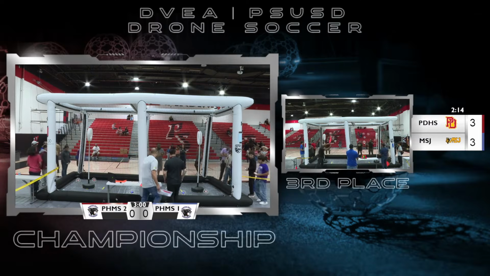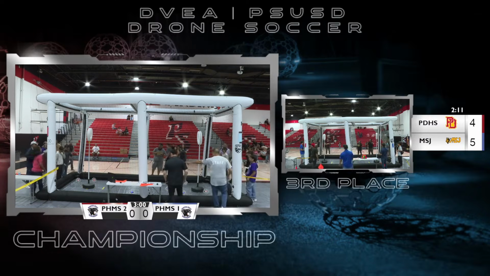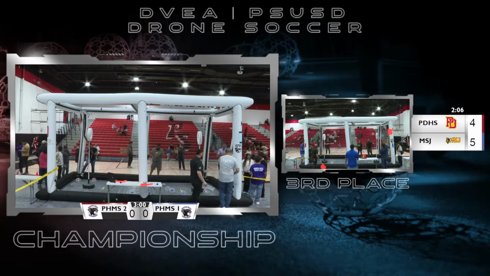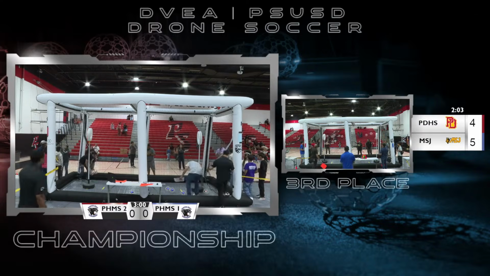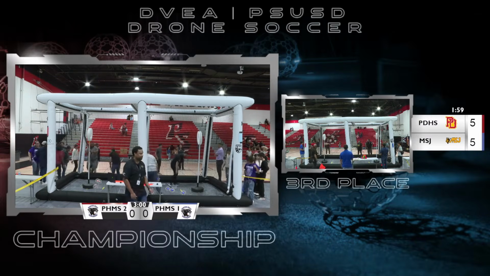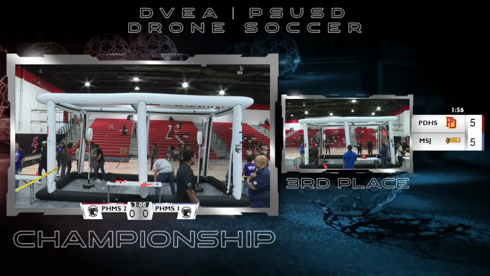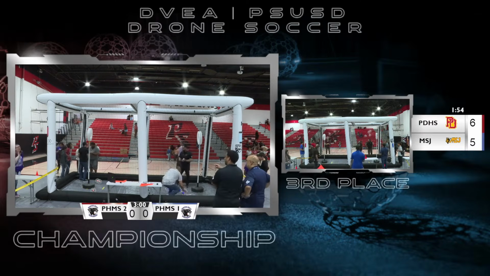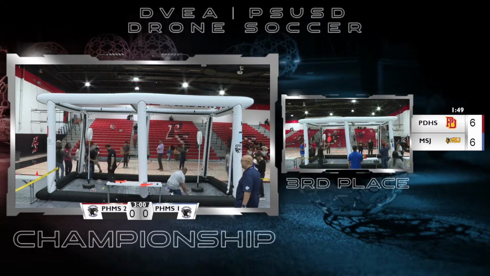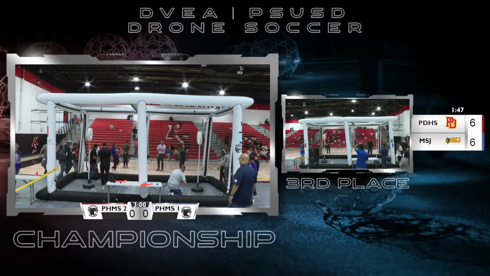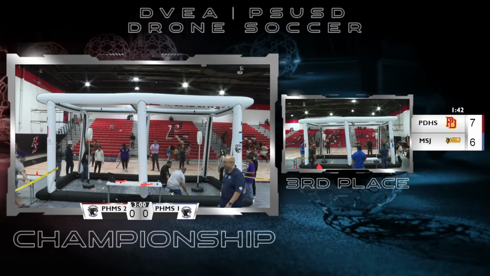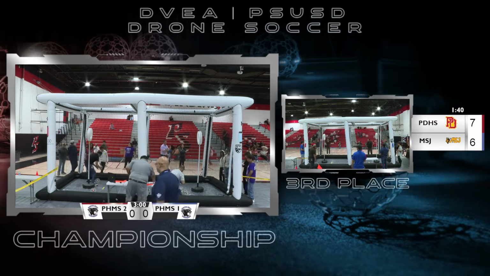We have a very close match here with just over 2 minutes left to play, so still lots of time on the clock. So much action that you can see the goals are swaying as they're competing. We have a tie score, 5-5 with 2 minutes left to play. Now 6-5. Palm Desert High School's up by 1. Oh, now it's tied again. Now they're up by 1 again. So they're going goal for goal here. Palm Desert High School is up just by 1 goal against a very tough Mount San Jacinto High School.